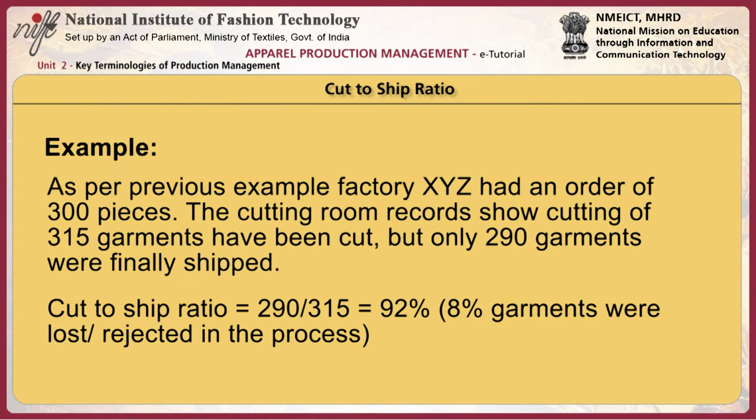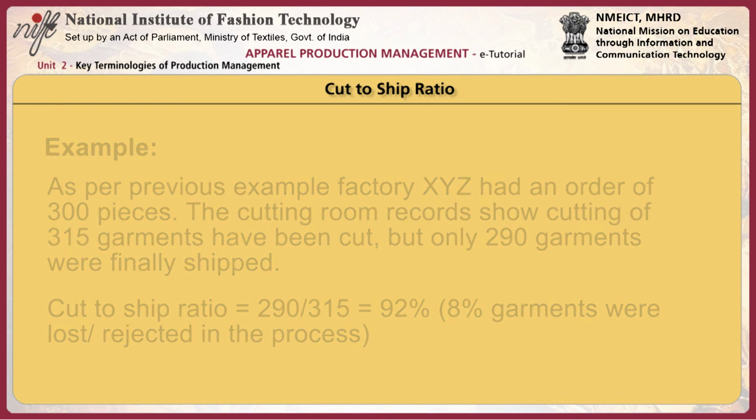Example, as in the previous example, factory XYZ has an order of 300 pieces. The cutting room records show 300 garments have been cut but only 290 garments were finally stitched. So, cut to ship ratio is 290 divided by 315, that is 92%. 8% of garments were lost or rejected in the process.